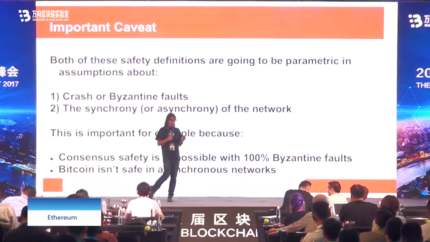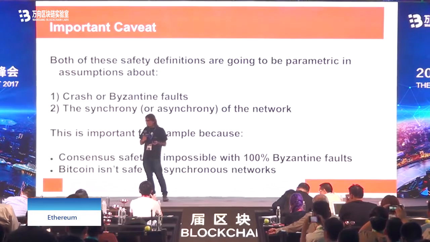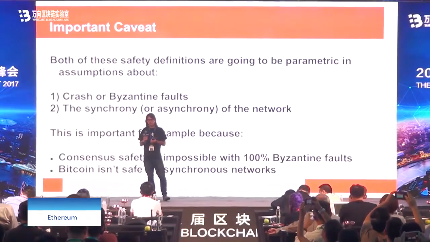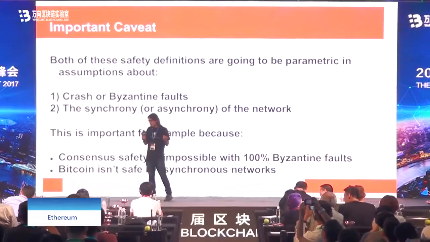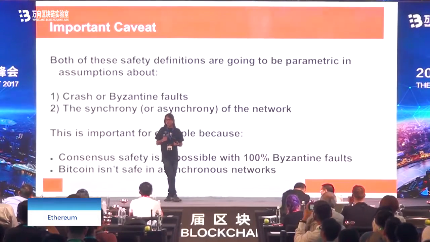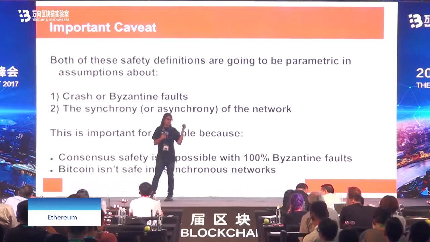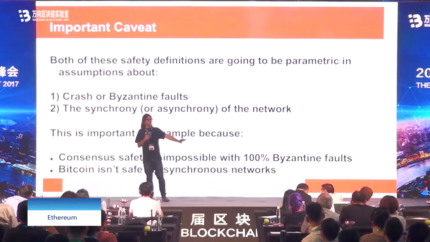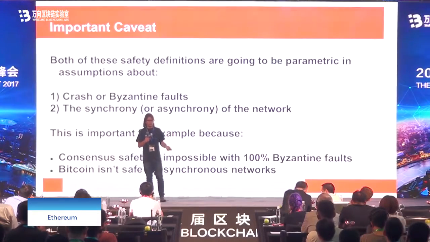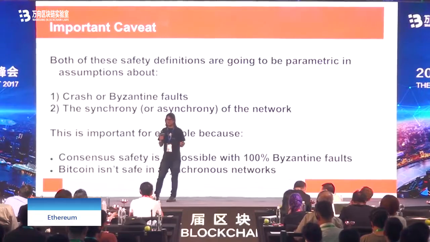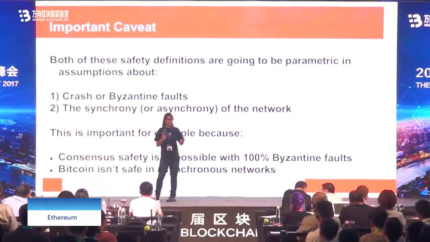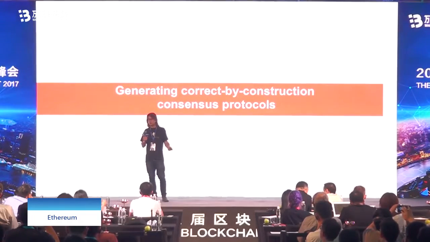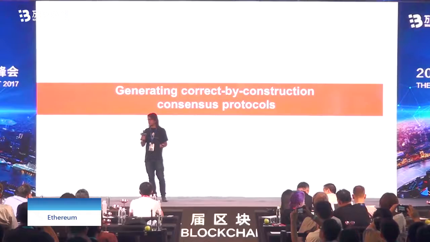And so, all of this is placed against some assumptions about the number of faults in the network and the synchrony in the network, because it's impossible to have consensus safety with 100% Byzantine faults. And for example, Bitcoin isn't safe in asynchrony. All that stuff didn't factor into the words I just said, but it's in the background. I just wanted to mention that in case anyone is getting concerned that I'm not talking about network synchrony or Byzantine faults.